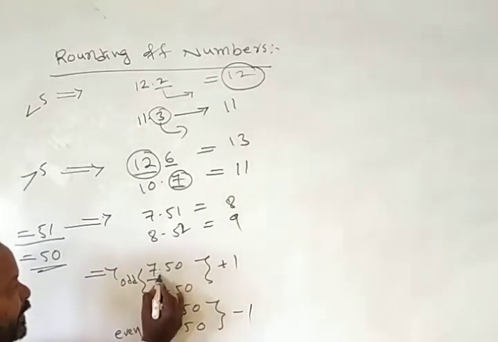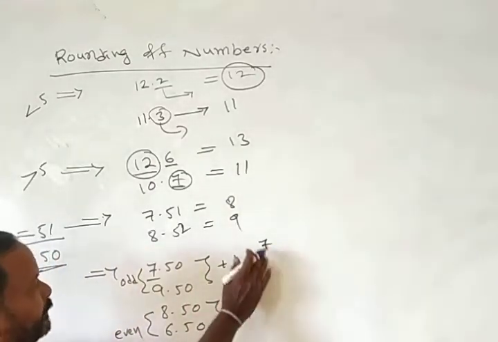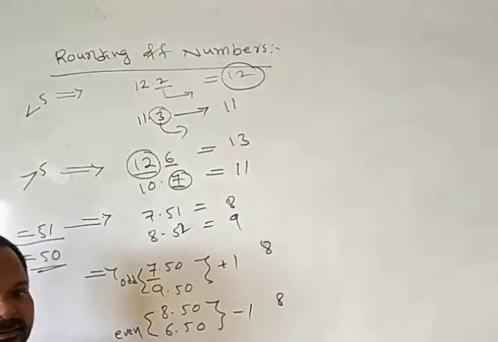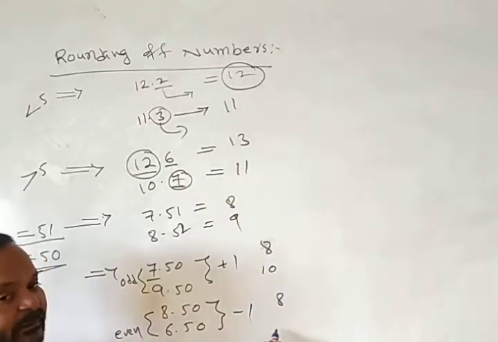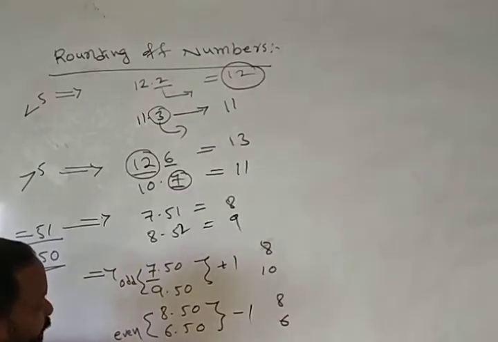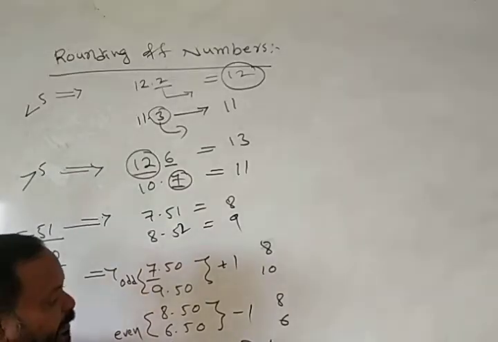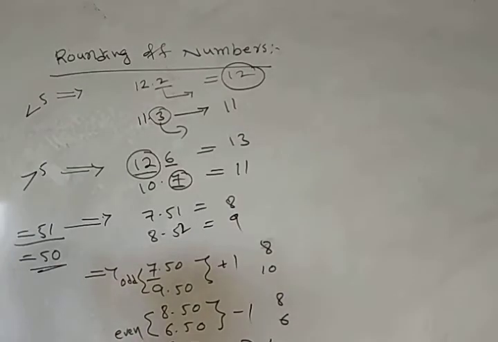7.50 becomes 8. 8.50 becomes 8. 9.50 becomes 10. 6.50 becomes 6. 10.50 becomes 10, an even number, so you should write 10. This is the rule. These are the rules. Four important rules are there.